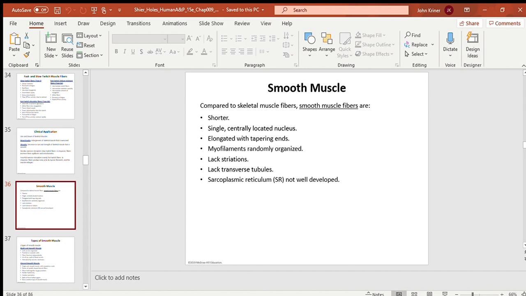Different types of muscle. So we have skeletal muscle and smooth muscle. The smooth muscle tends to be shorter. What else do you need to know? They lack striations, and that's important. Smooth muscle lacks striations. So there's three types. There's skeletal, smooth, and cardiac. Both skeletal and cardiac have striations, whereas smooth muscle doesn't have striations.